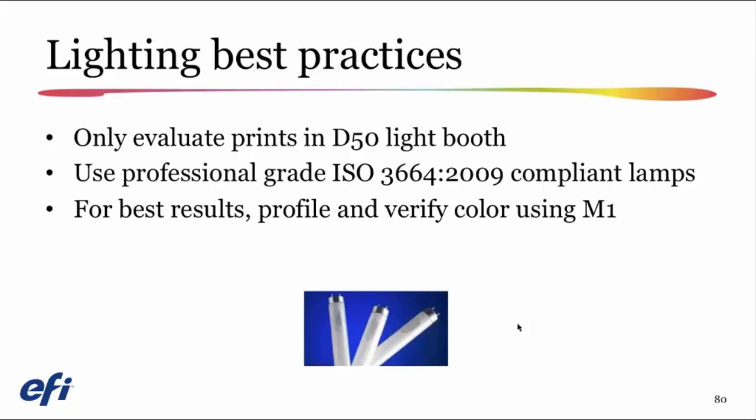Remember, for lighting, the best practices are to use a D50 light booth that complies with the latest ISO 3664-2009 specification. Also, we probably want to profile and verify using M1 measurements that match those 3664-2009 compliant lamps. If you look at the end caps of your lamps and talk to your lighting booth manufacturer, you can confirm you're using compliant lamps with this ISO standard. If you're buying D50 bulbs at Costco, putting them in your press room or in your customer service area, you're probably close to D50, but it's very unlikely that you're going to be in compliance with this ISO specification.